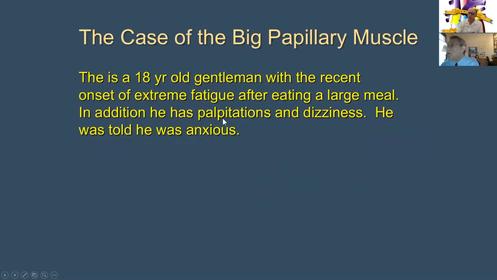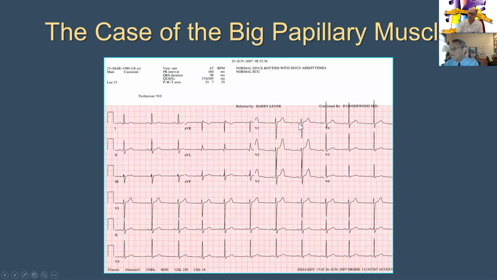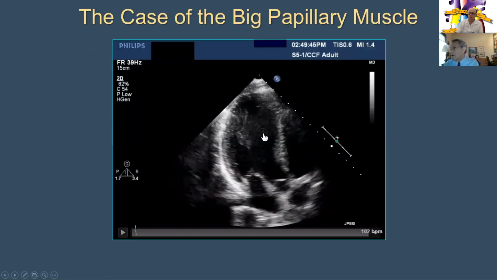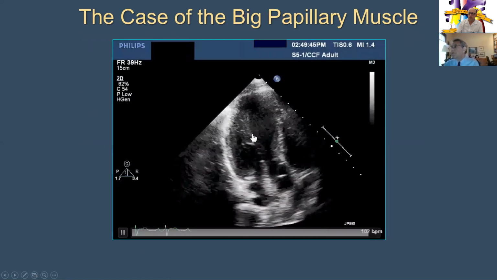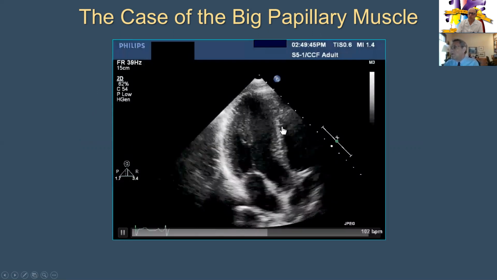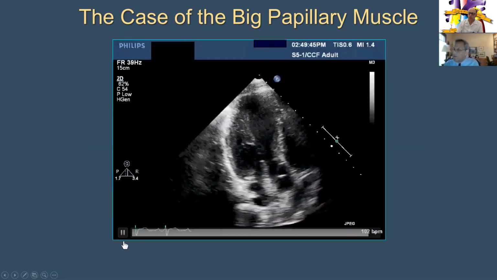Next is an 18-year-old gentleman with a recent onset of extreme fatigue after eating a large meal. In addition, he had palpitation and had dizziness. He was told he was anxious. This is an electrocardiogram, which was normal. Here we see patient has a large papillary muscle, almost apically displaced, but no septal hypertrophy and no resting obstruction.